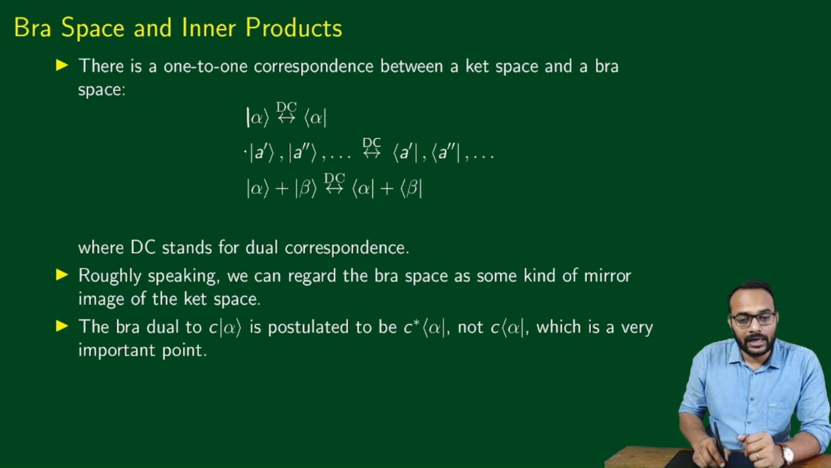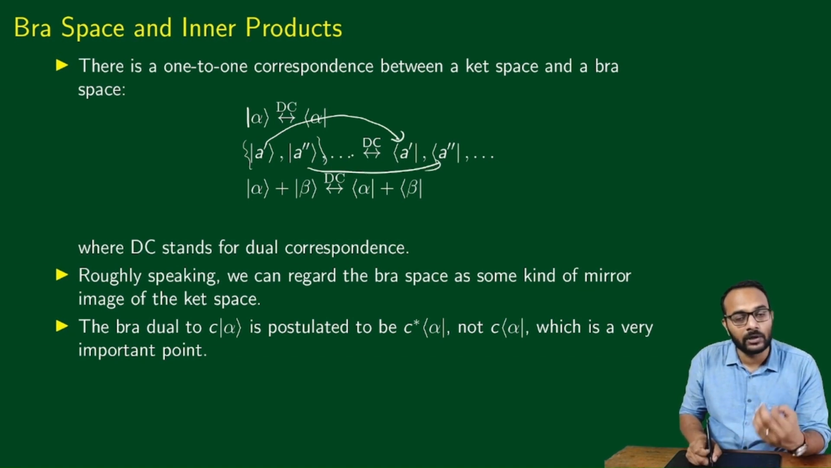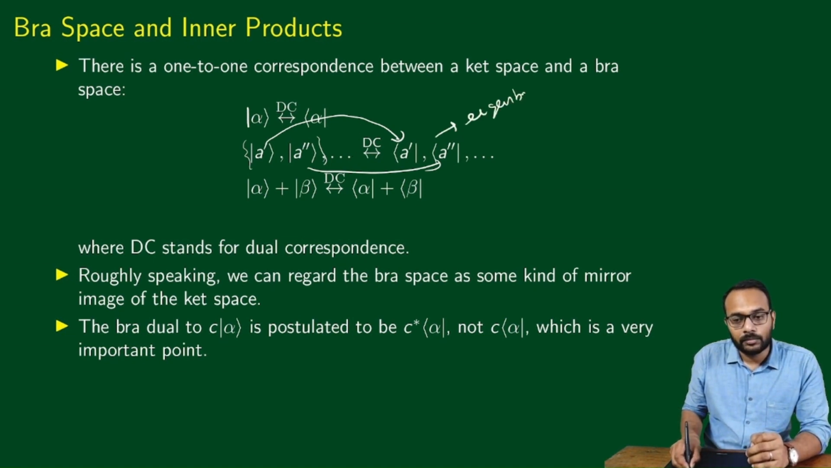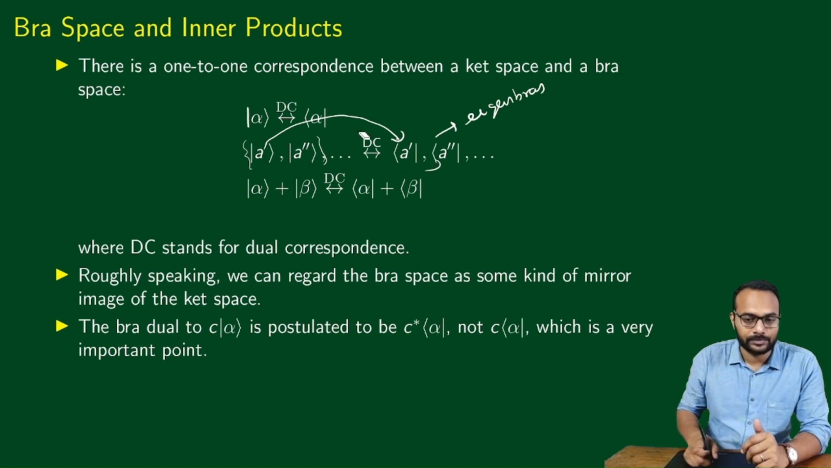All right. So if you have the set of eigenkets, to each of these kets, there is a corresponding bra. So corresponding to a set of eigenkets, you have got a set of eigenbras. This is a set of eigenbras. This is a one-to-one correspondence.